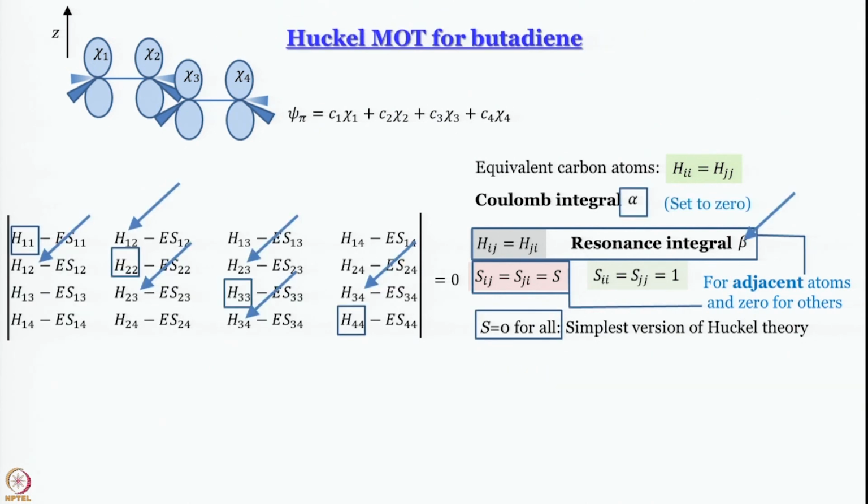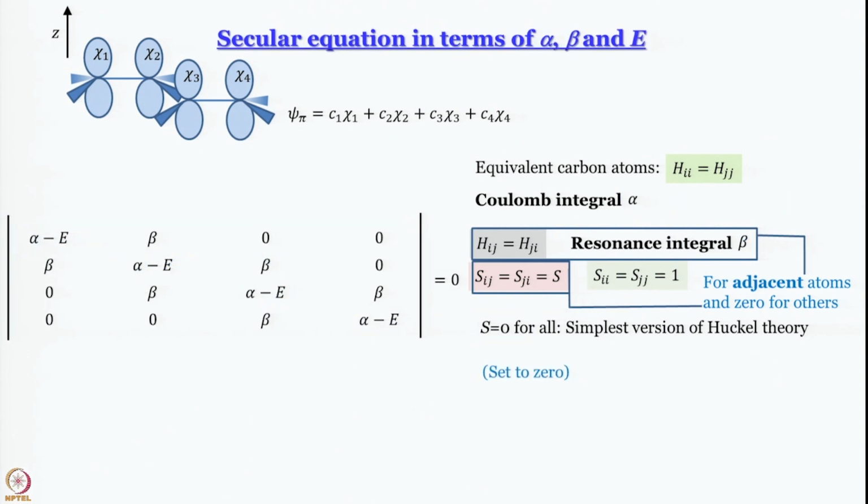I hope that was not too fast. Wherever we have to write alpha, wherever we have to write beta, we write that, and we set all the overlap integrals to be equal to 0. That gives us this kind of a nice simple matrix, well, determinant. I am very sorry that this vertical line on the left hand side is not showing up, something wrong in the compatibility. So, this is what it is.